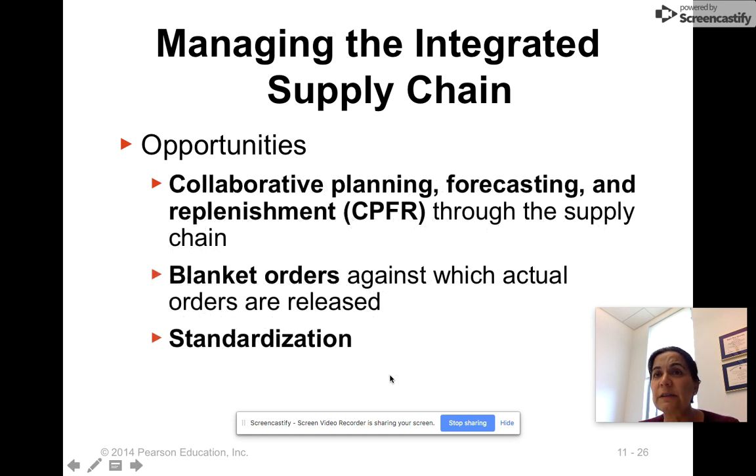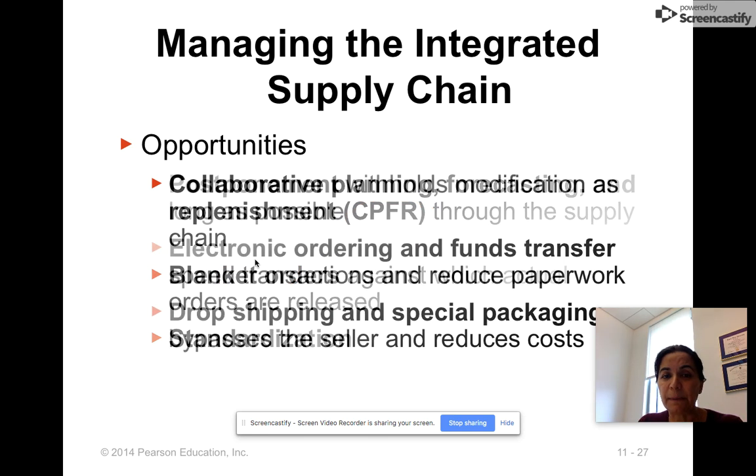Other opportunities are having some kind of software. One software is called CPFR throughout the supply chain, just to track your information on inventory. A next strategy is to have blanket orders against which the actual orders are released, and really standardizing most of your information throughout the supply chain.